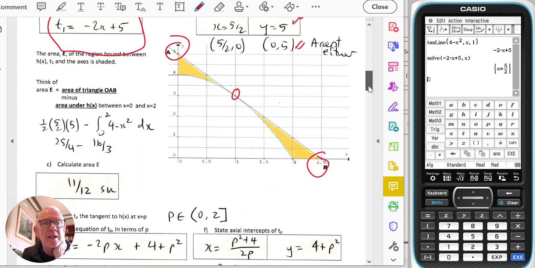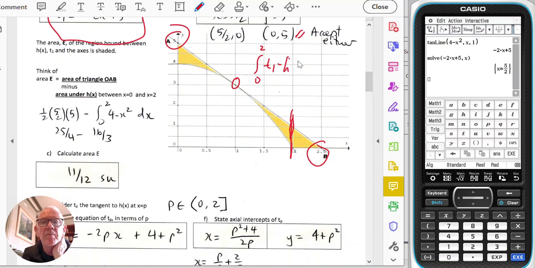Part C starts to look at the area that's shaded, the area that's here. Now keep in mind that if I was to use calculus for all of it, I would have to do 2 definite integrals. One definite integral from 0 to 2 of t1 minus, what's it called, h of x, and then plus the second integral from 2 to 2.5 of t1 dx.